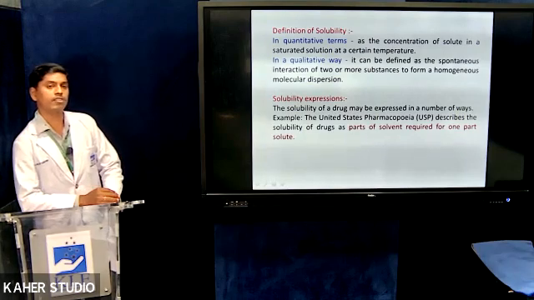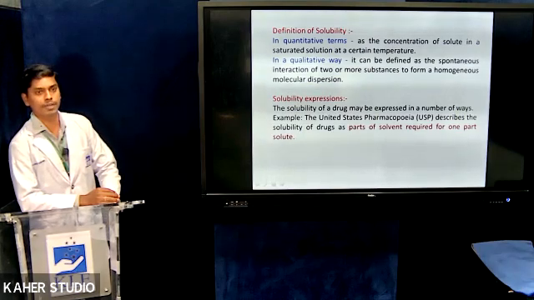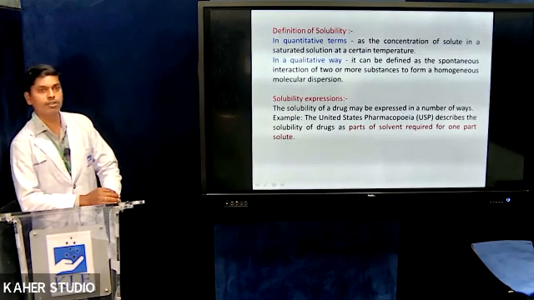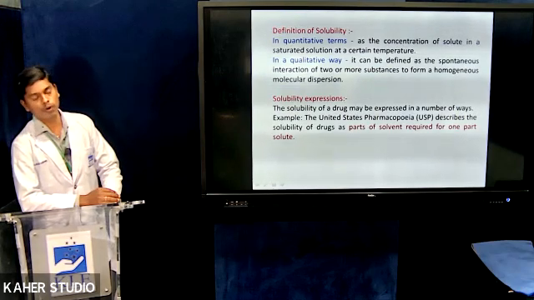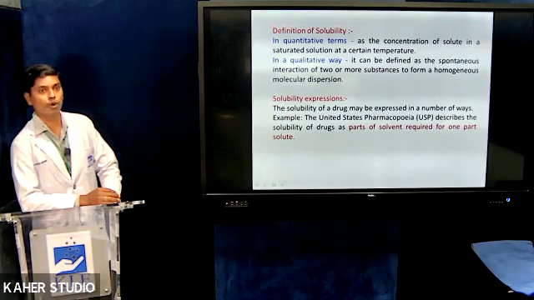But when you define solubility in the qualitative way, it is the spontaneous interaction between two or more substances involved in the formation of the solution, forming a homogeneous, clear, molecular type of dispersion. That is known as the solubility.